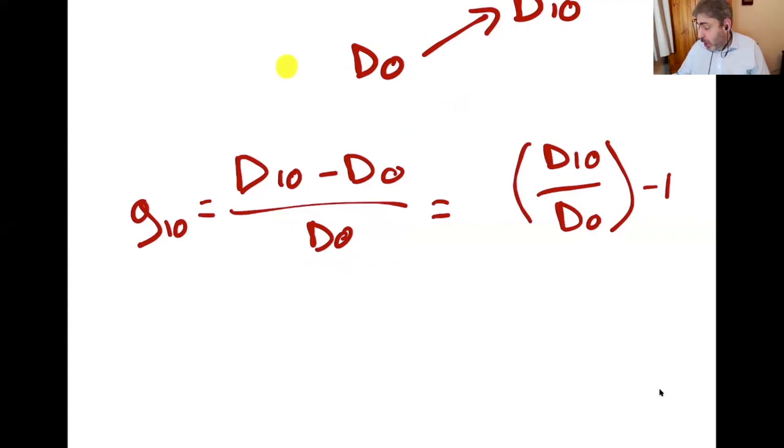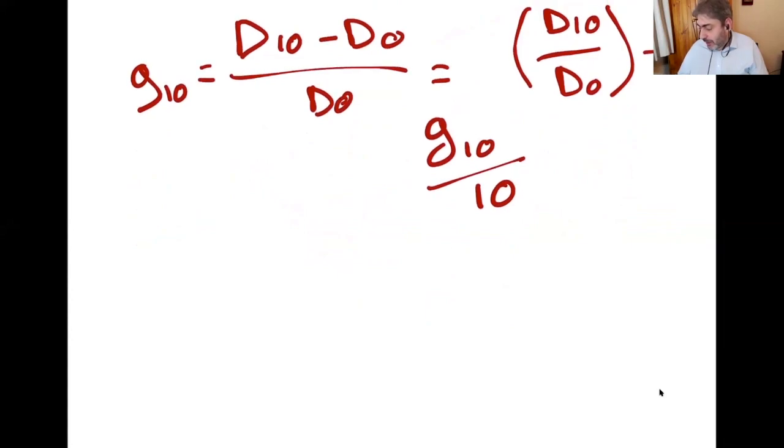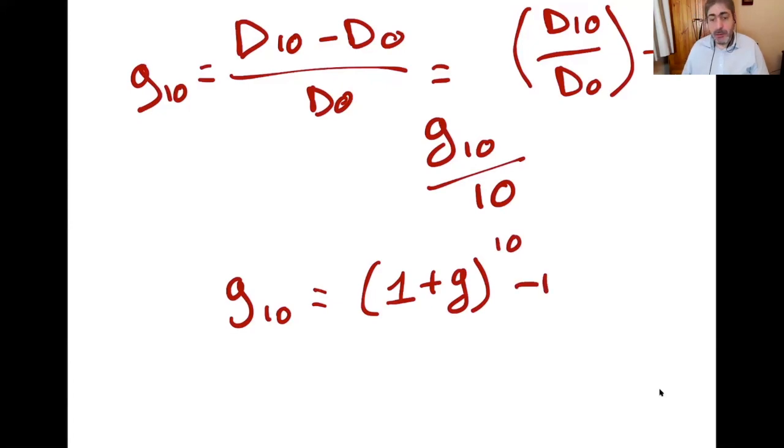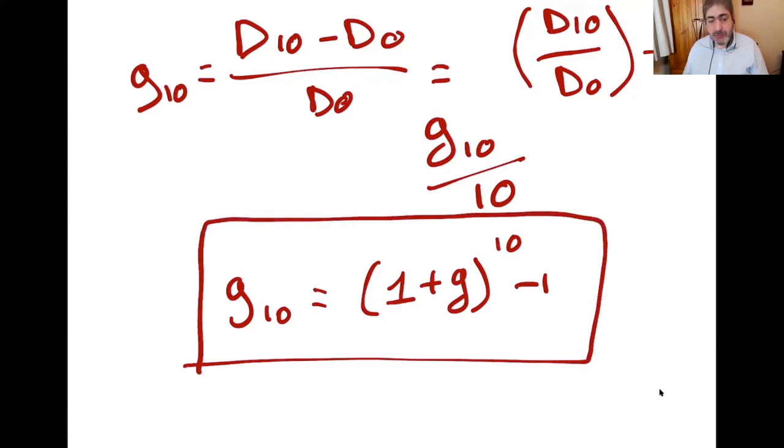Now, you cannot do simply G10 divided by 10. That only works with logarithmic returns, not with the normal returns. What we actually need to solve, we need to say, hey, look, G10 is equal to (1 plus G) at the power of 10 minus 1. Okay, so we say, look, the 10-year return is equal to the 1-year return capitalized for 10 years.